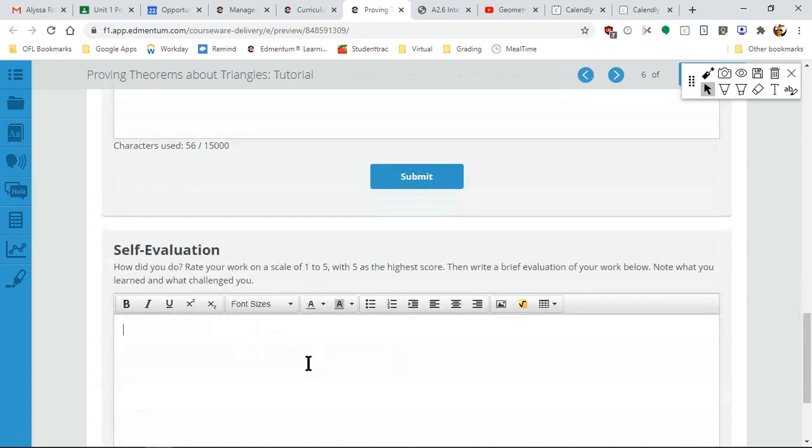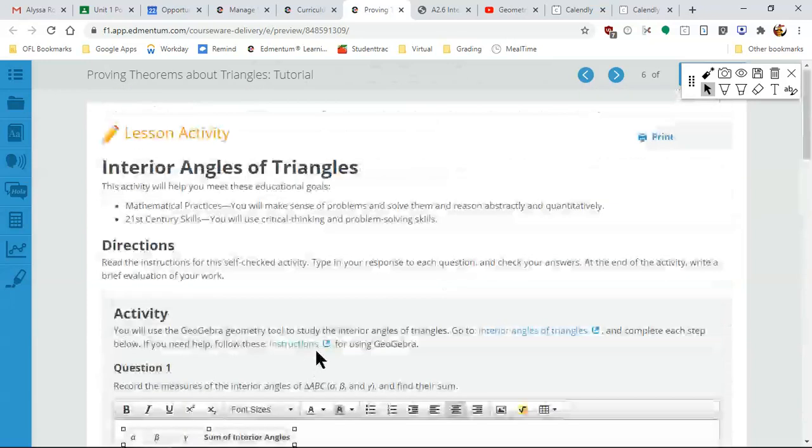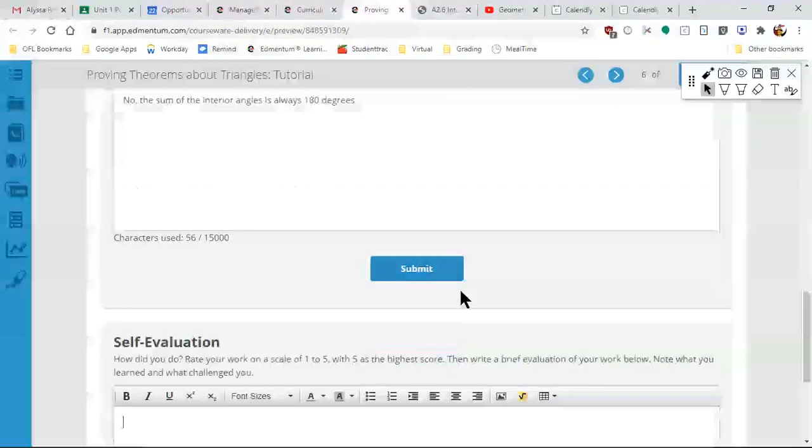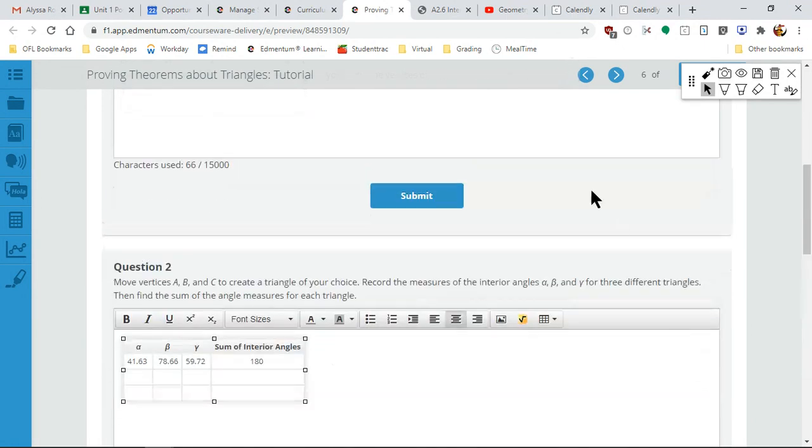And just write how you did. Like I said, we've used the fact that triangles have 180 degrees before in other theorems, so this should be pretty simple. If you had difficulties, again, just give a brief description of why you think it was a little challenging.